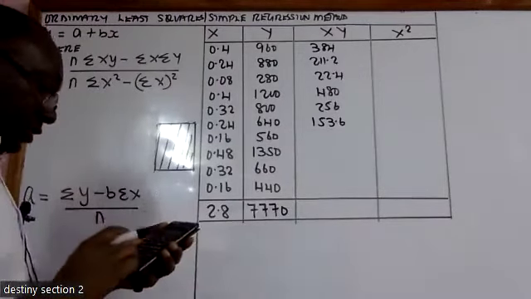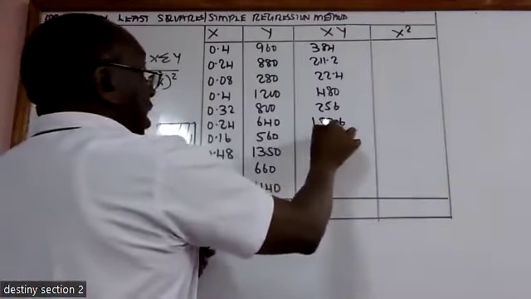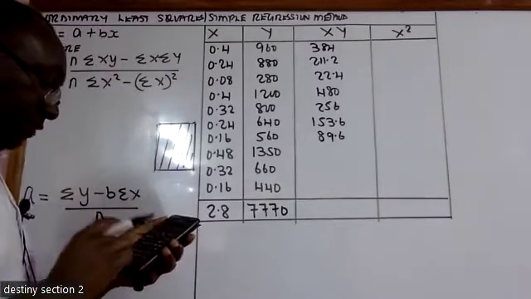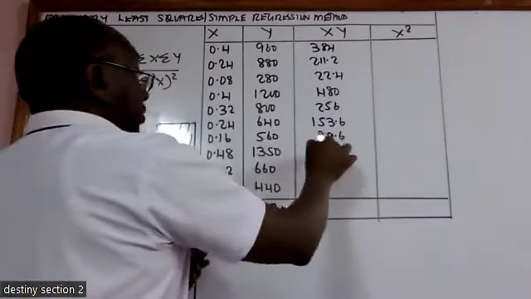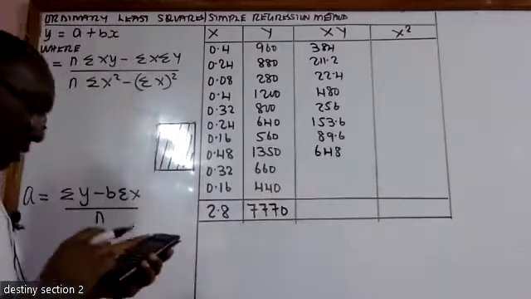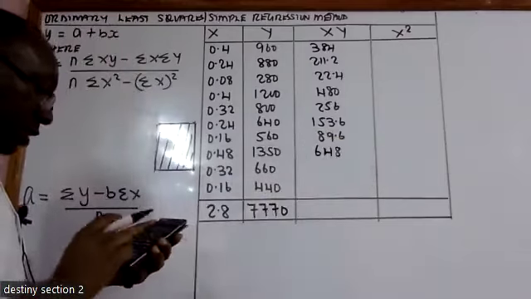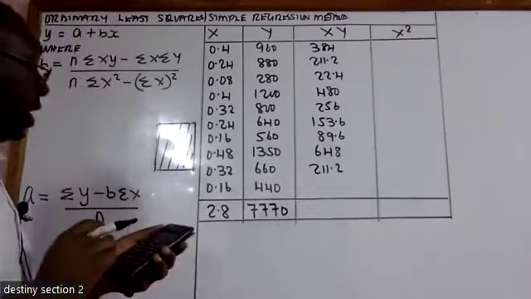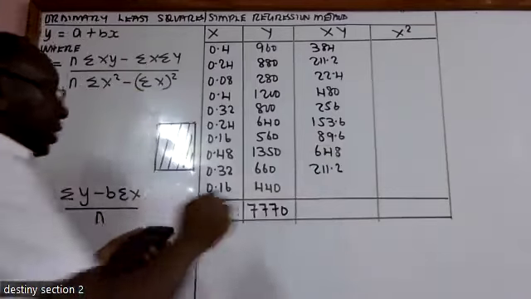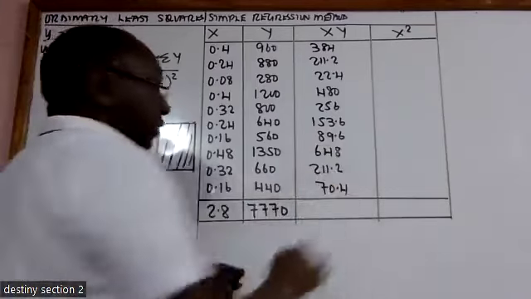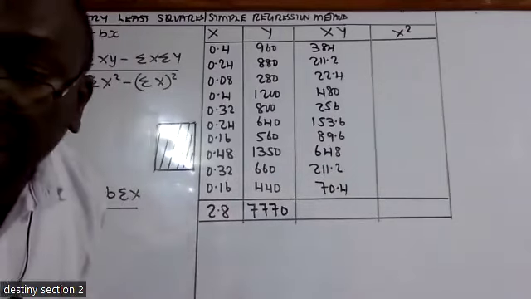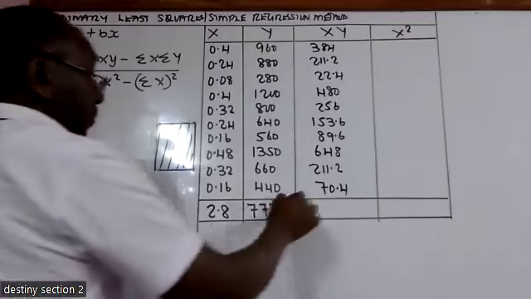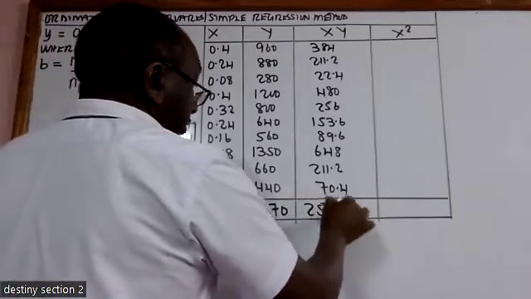0.16 times 560 is 89.6. 0.48 times 1350 is 648. 0.32 times 660 is 211.2. 0.16 times 440 is 70.4. Oh, I can see Vera already has given us the answer, 2526.4.